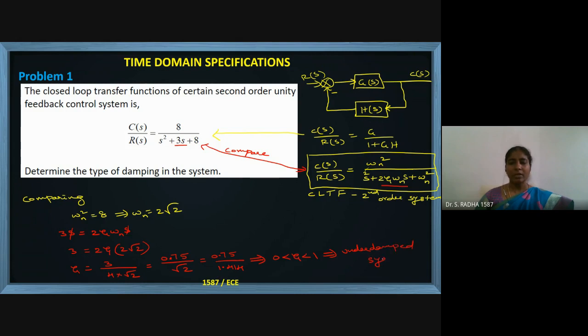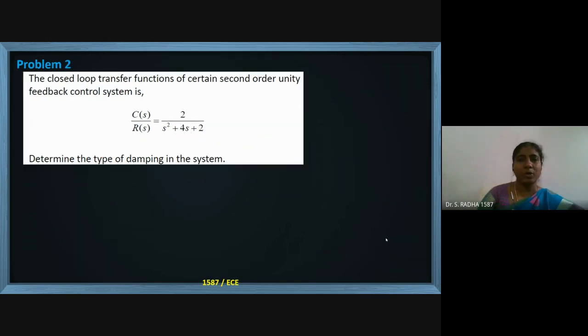Okay. So what they are asking in the question is to determine the type of damping. The eta value 0 to 1 is the answer. And the type of damping is underdamping. It is an underdamped system. Okay, type of damping is underdamped system. I'm going to the next problem.